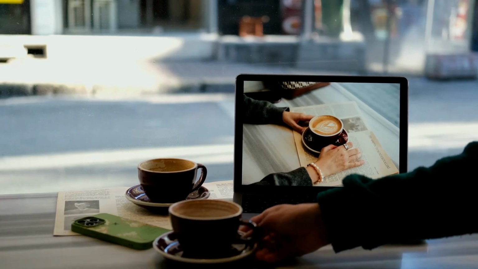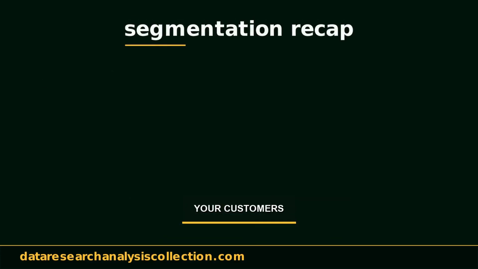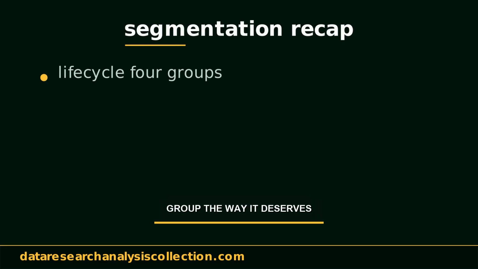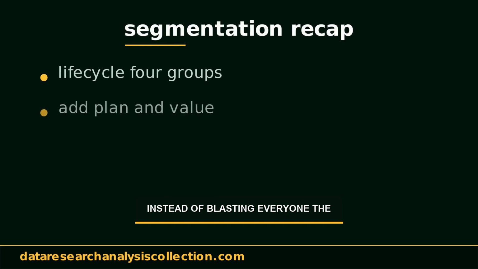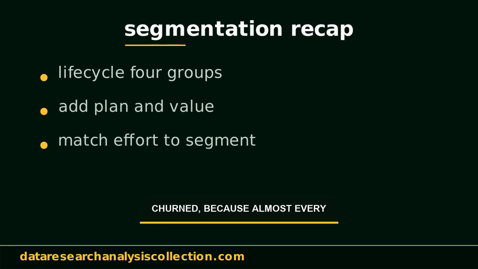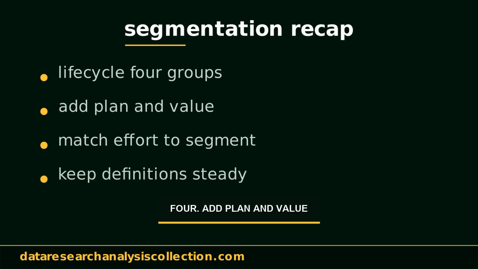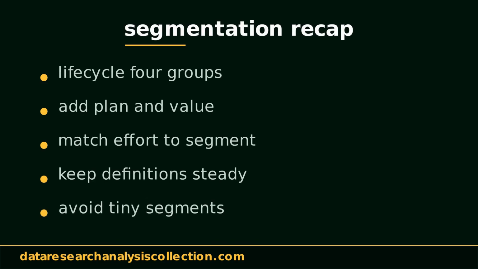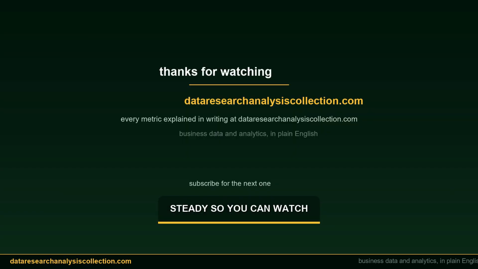So to recap, customer segmentation is grouping your customers so you can treat each group the way it deserves, instead of blasting everyone the same message. Start with life cycle: new, active, at risk, and churn, because almost every decision falls out of those four. Add plan and value when they help you decide who to serve first. Match your effort to each segment, spend your best hours on new and at-risk customers, and keep every definition steady so you can watch people move between groups. And above all, resist the urge to slice your list into groups too small to mean anything.